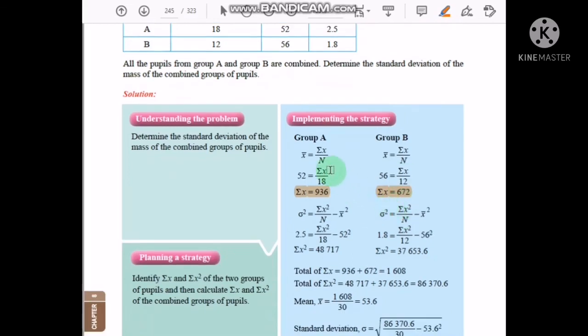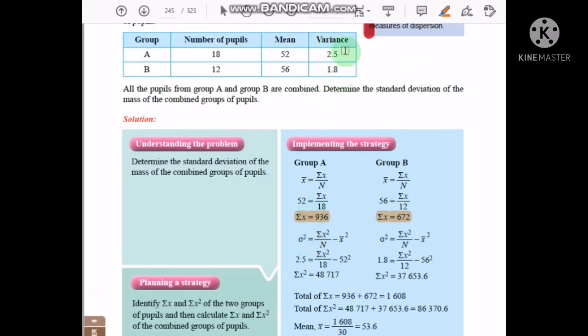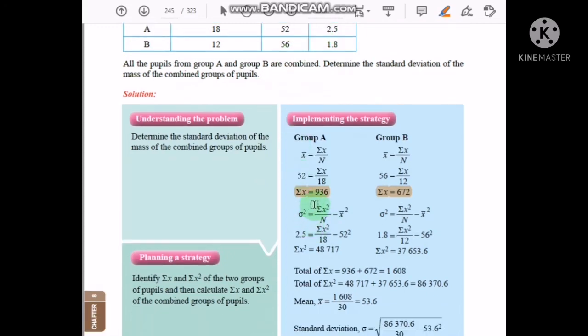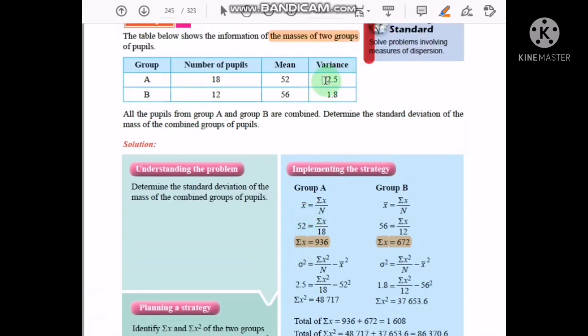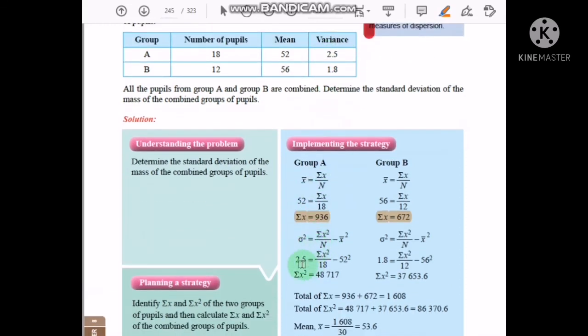Then you need to find the total sum of x square. How do you find it? You need to find it based on the variance given. For group A, you already know the formula for variance, and the value of variance is 2.5. So 2.5 is equal to the total sum of x square over 18, minus the mean squared, which is 52 square. Then you will get the answer, and you are done for group A.